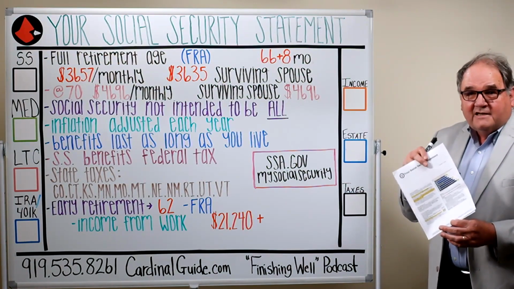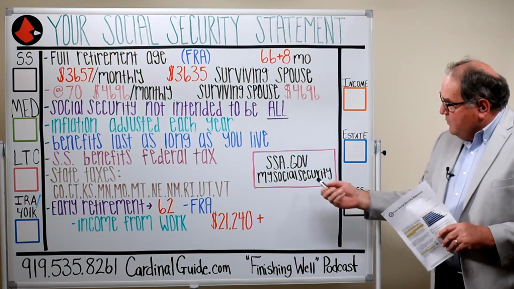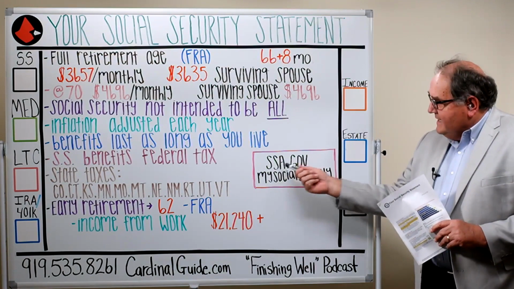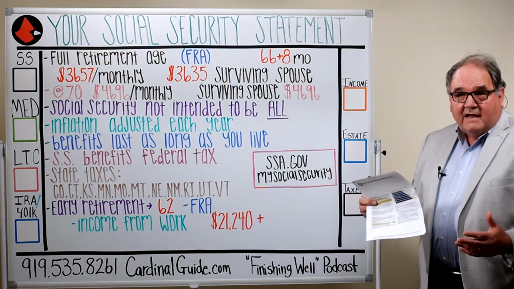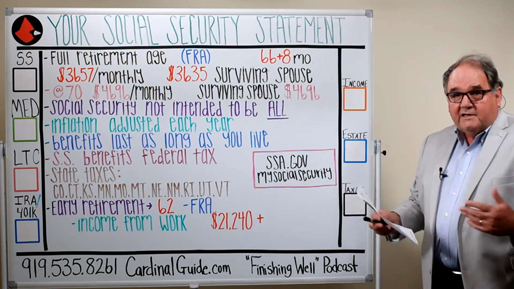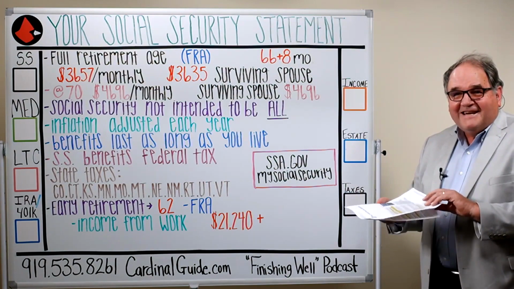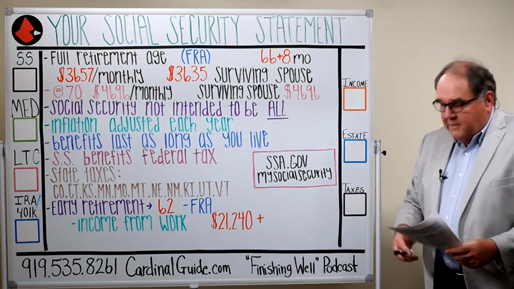So I would suggest that after you watch this video, if you haven't opened one already, you open up a MySocialSecurity account at SSA.gov, and then bring down the statement as a PDF. And in the show notes, there's actually going to be a copy of this case study. So if you do it yourself, you'll have your own copy to compare it to.